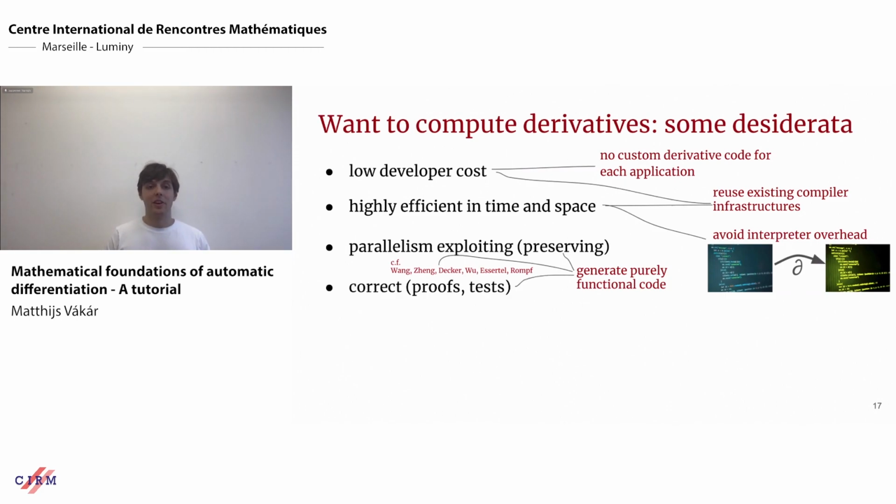Then I care about having a calculation that is correct. Either we know it's correct because we can prove it's correct, or we can test it, and ideally both. And again, that's easier if we have purely functional code.